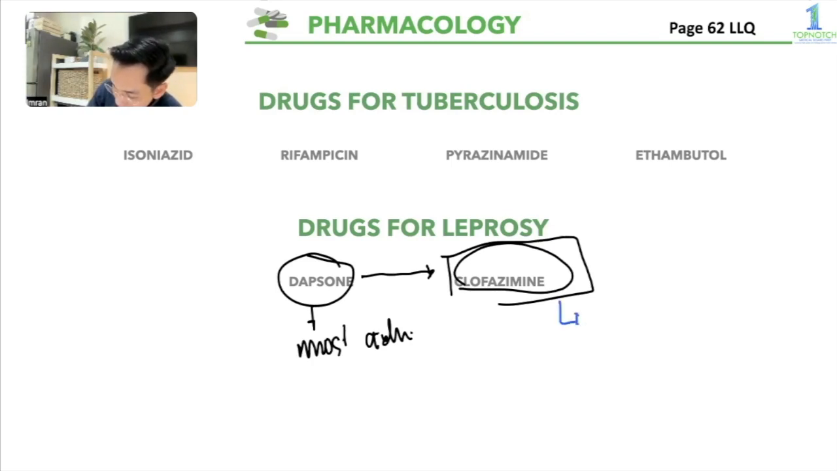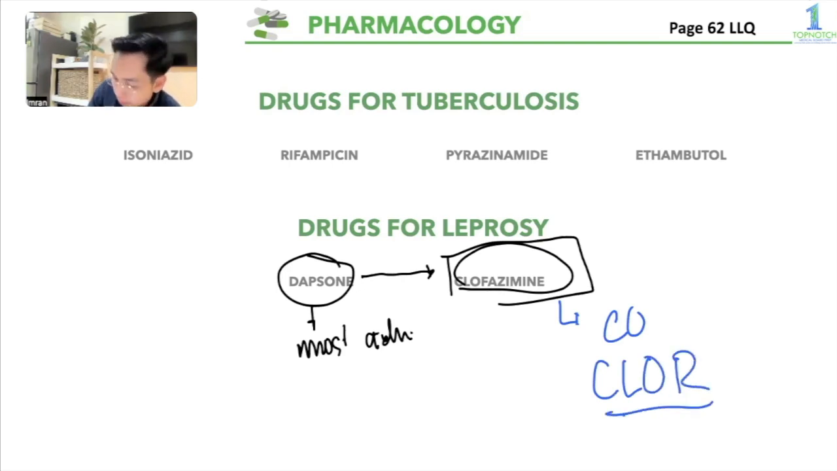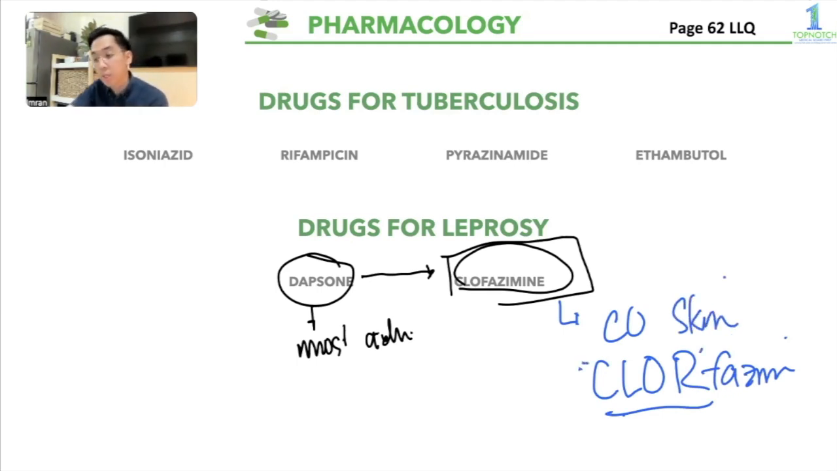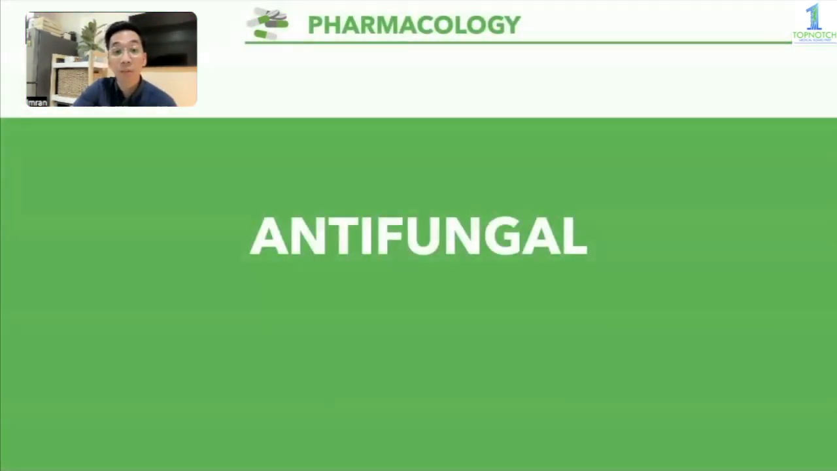Right? Color. Ang palatandaan ko dyan, color. Clofazimine. Okay? For skin discoloration. Okay? Clofazimine. It can cause skin discoloration. Okay? Those are your drugs for leprosy. Alright? So let's now move on to our antifungal agents.